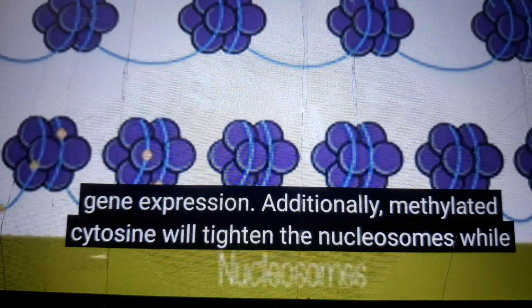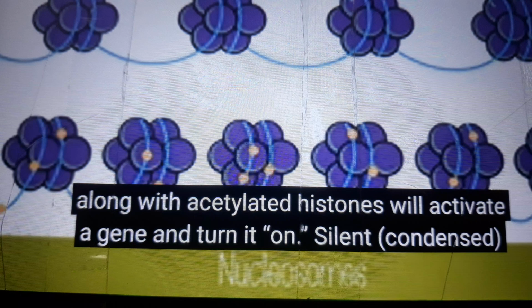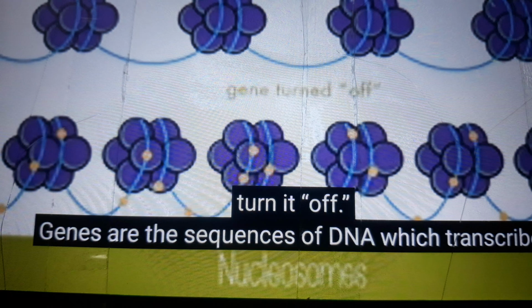Additionally, methylated cytosine will tighten the nucleosomes, while unmethylated cytosine will loosen them. So, active open chromatin and unmethylated cytosine, along with acetylated histones, will activate a gene and turn it on. Silent condensed chromatin and methylated cytosine, along with deacetylated histones, inactivate a gene and turn it off.